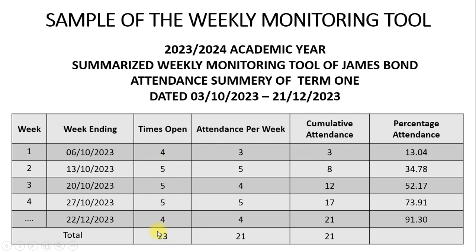This is a sample, so my sample is just 23, but the actual times open for first term 2024 is not 23, it's more than that, but this is just a sample. Then your attendance per every week, you have to pick it from the teacher's attendance book. So look into the attendance book and then do the calculation, count the number of days you attended school.